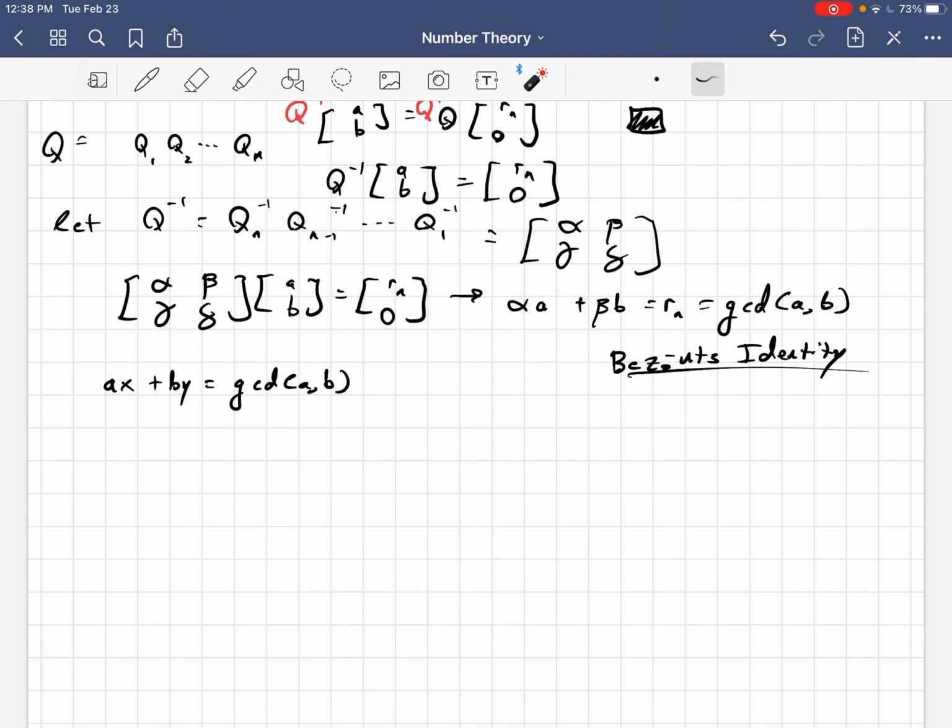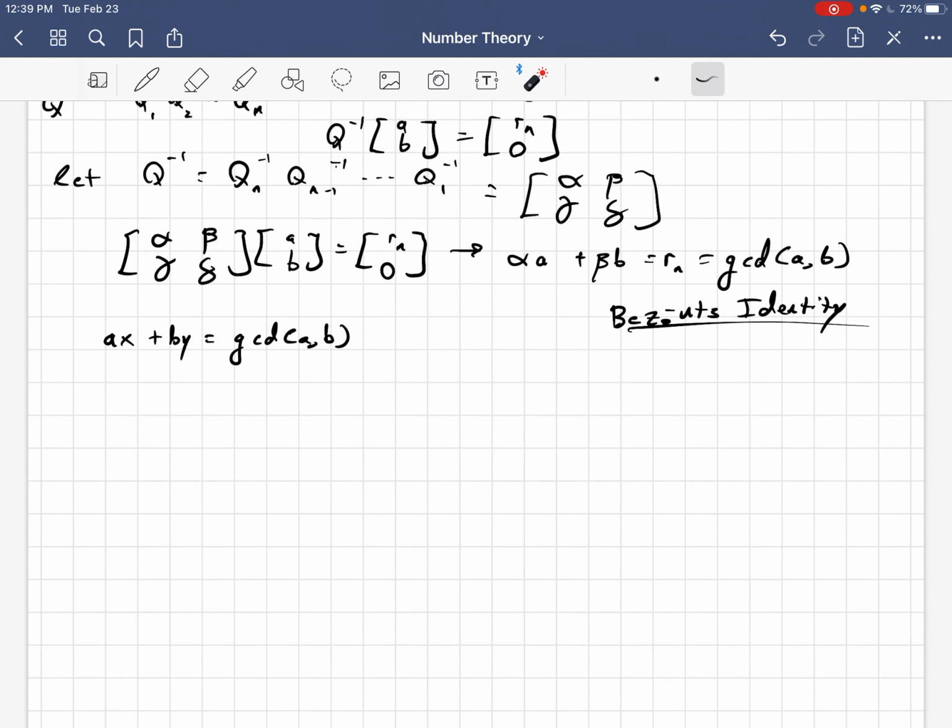So this matrix right here, the value for alpha and the value for beta tells you the integers x and y, alpha and beta, such that the GCD of those two numbers can be written as a linear combination of those two numbers. And so therefore, any Diophantine equation of this form can be solved, and also any linear Diophantine equation, ax plus by equals, say, L, where L is some constant times the GCD of A comma B.